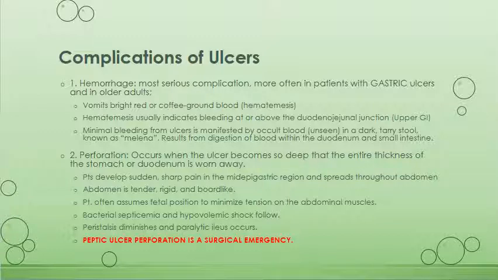Another complication of ulcers is that of perforation. Perforation occurs when the ulcer becomes so deep that the entire thickness of the stomach or duodenum is worn away. Patients will develop a sudden sharp pain in the mid-epigastric region, and this spreads throughout the abdomen. The abdomen will become tender, rigid, and board-like. The patient often assumes a fetal position because that's going to minimize tension on the abdominal muscles.